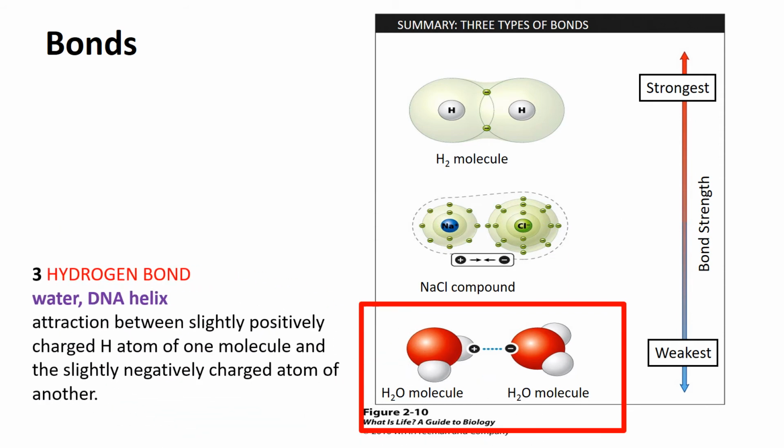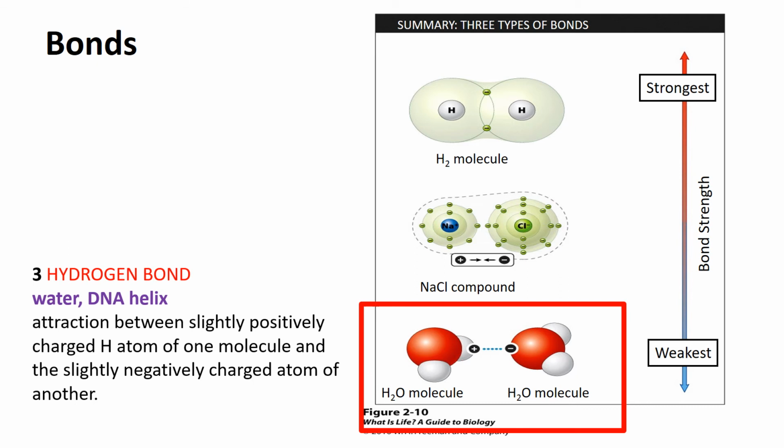And the last type of bond that we can make is the hydrogen bond. Now, a hydrogen bond is the weakest of the three types of bond, but it's extremely crucial for our survival, for the survival of organisms, that this type of bond is the weakest. We'll talk more about that when we talk about DNA replication. The reason why it's the weakest is because it is a partial attraction between two molecules.